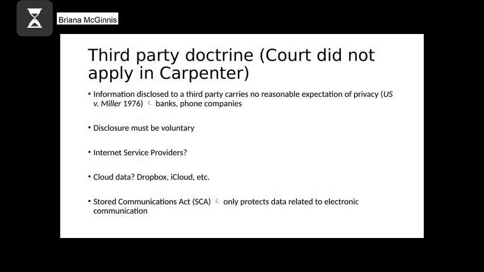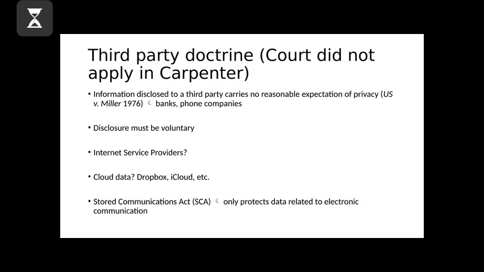Here are the basic parts of the third party doctrine, which I don't think your book talks about. Again, the court chose specifically not to apply this in Carpenter. Had they, however, this is what it looks like. The third party doctrine tells us that information disclosed to a third party carries no reasonable expectation of privacy. This was established in US v. Miller, 1976. This includes banks, phone companies, and utility companies.